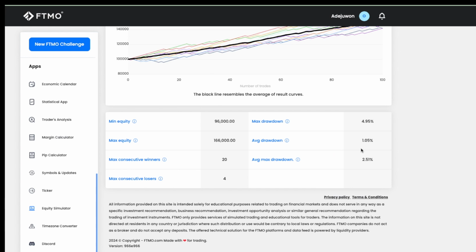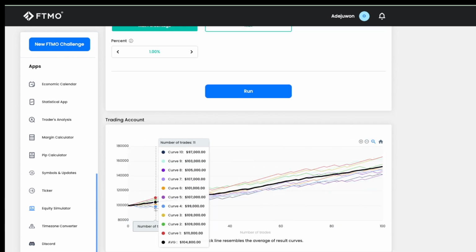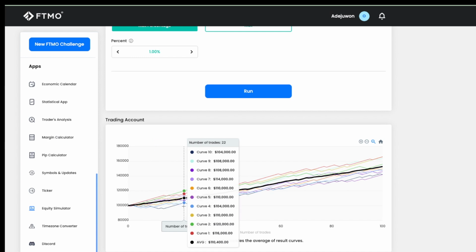You can see your average drawdown was 1.05%, your average max drawdown was 2.5%, your consecutive winners was 20, and your consecutive losers was 4. Now, if you actually go down here, it will tell you eventually when you would pass the account. So it would only take you around about 22 trades.